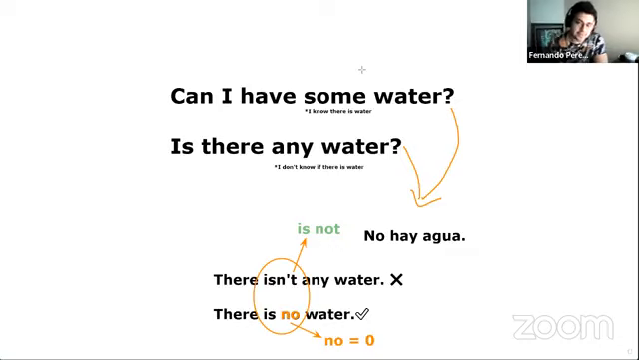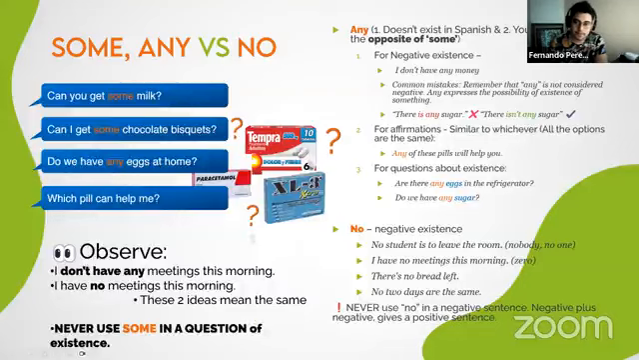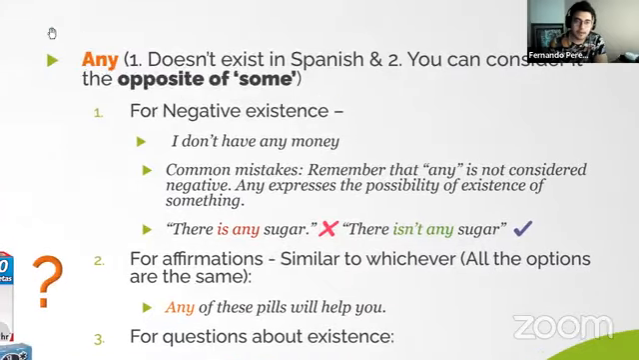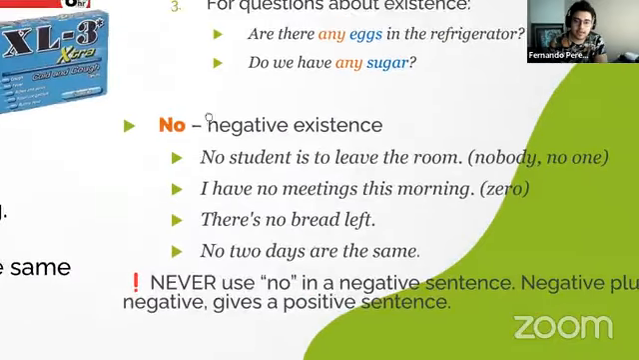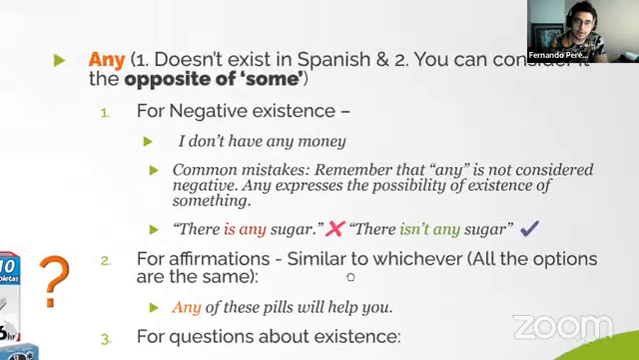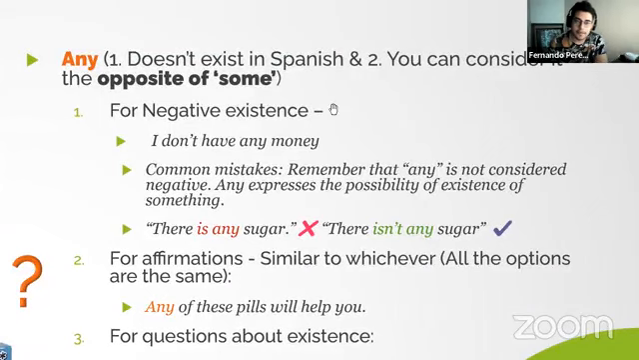Then, with this information, let's learn the difference between any and no. We are going to see three different points for any and one application for no. Okay? Let's go. Number 1. Benji, read the first section that we have here.